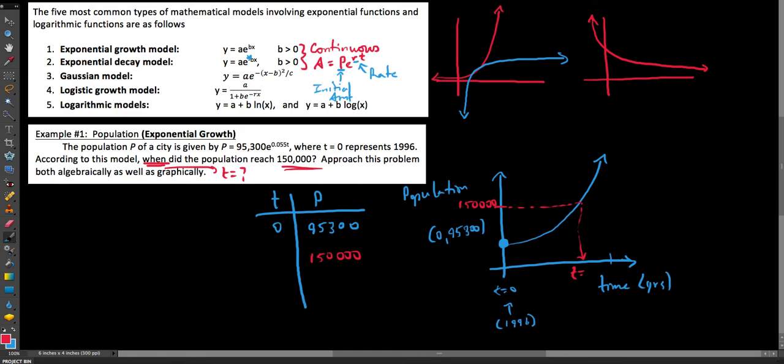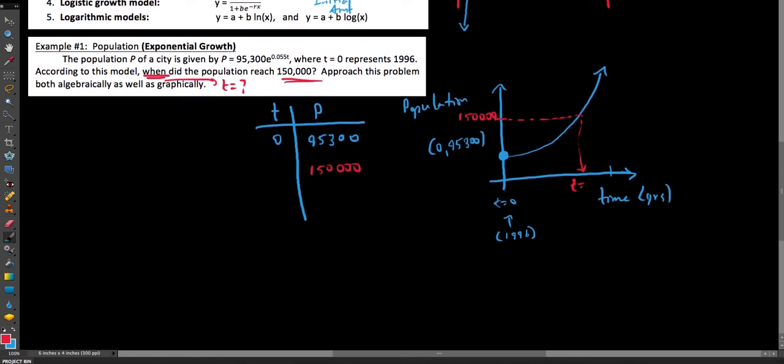So here's where our equation solving techniques are going to come in really handy. If our model is P equals 95,300 e to the 0.055t, then we're going to plug this in for population on the left-hand side of the equation. We get 150,000 is equal to 95,300 e to the 0.055t.